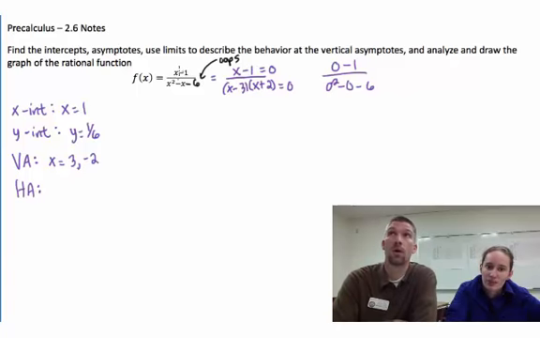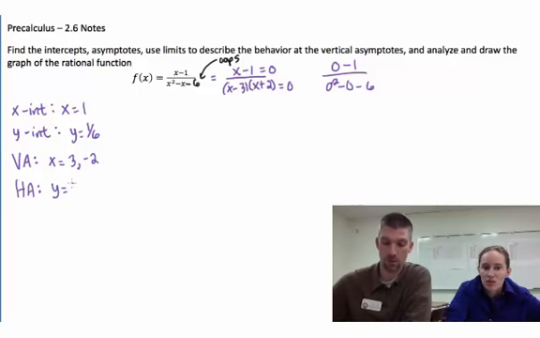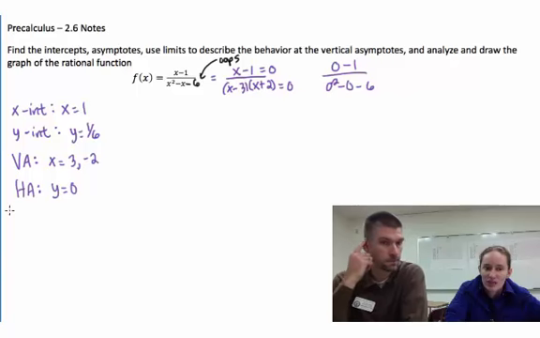If the degree on top is less than the degree on bottom, it should be at y equals 0. One way you can check is if you start trying to divide x squared into x, it doesn't go at all. So that's y equals 0. What else? Use limits to describe the behavior at the vertical asymptotes.